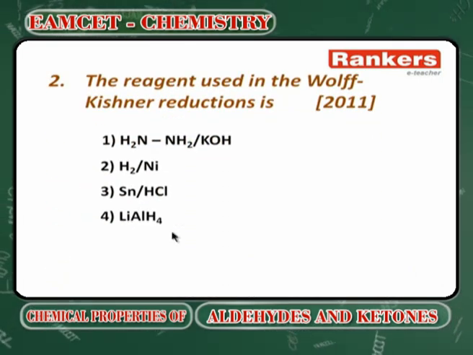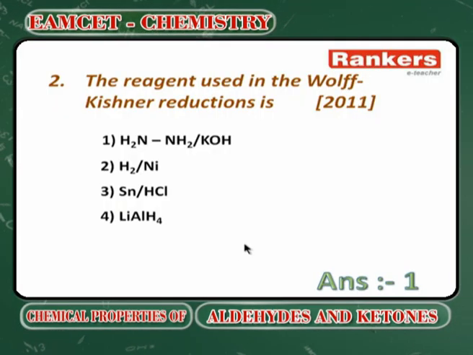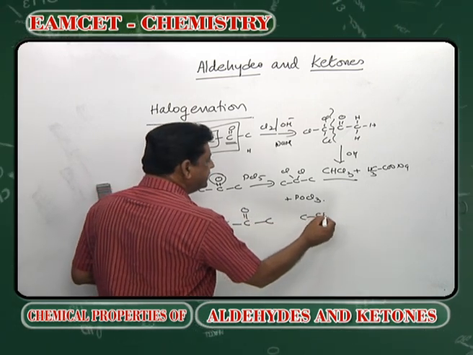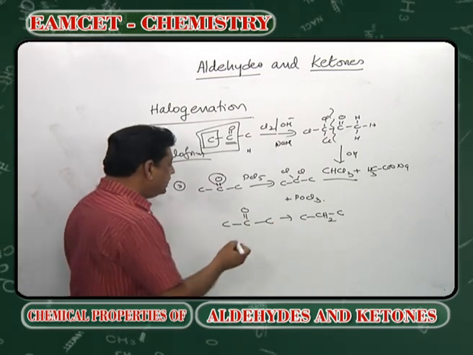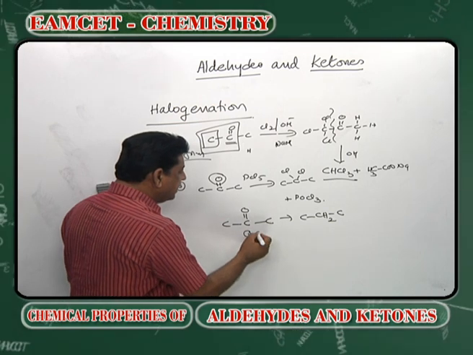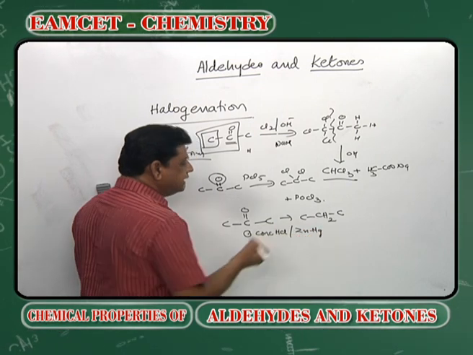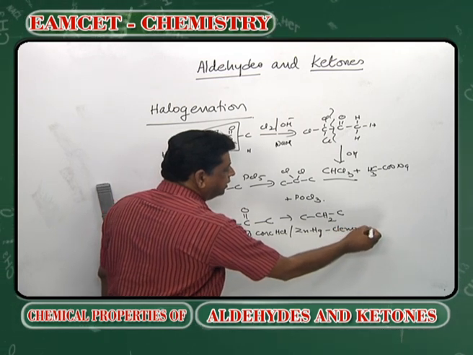The reagent used in the Wolff-Kishner reaction. As I said, it is a total reduction of a carbonyl compound, and in this total reduction, the carbonyl compound CO is converted into CH2. This is called total reduction. For this reduction, we have used 3 different reagents. One is concentrated HCl and zinc amalgam. When this reagent is used, the reaction is known as Clemmensen reduction.